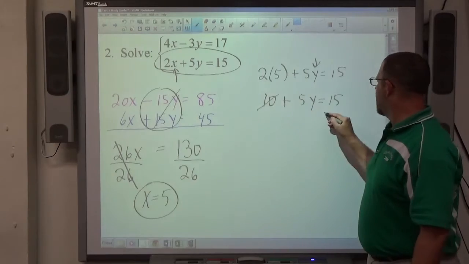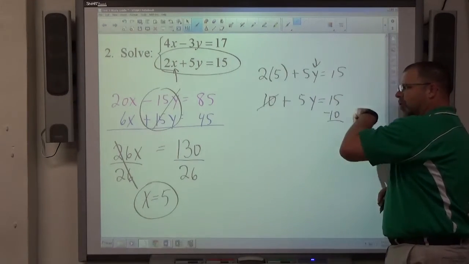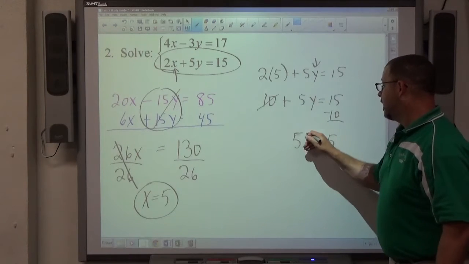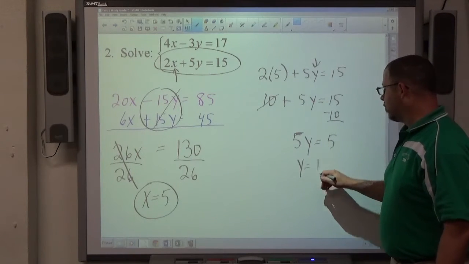Move the 10 to the other side. Change the sign because we moved across the equal sign. It gets me 5y is equal to 5. And then divide both sides by 5 and get y equals 1.